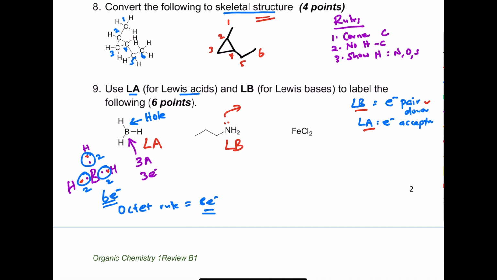Next, we have iron(II) chloride, and this is a transition metal, so I'll say TM, and transition metals can accommodate more electrons. They make what's called an expanded octet. That means they can accommodate more than 8 electrons, and because of that, they will easily accept electron pairs, and therefore transition metal salts are generally Lewis acids.